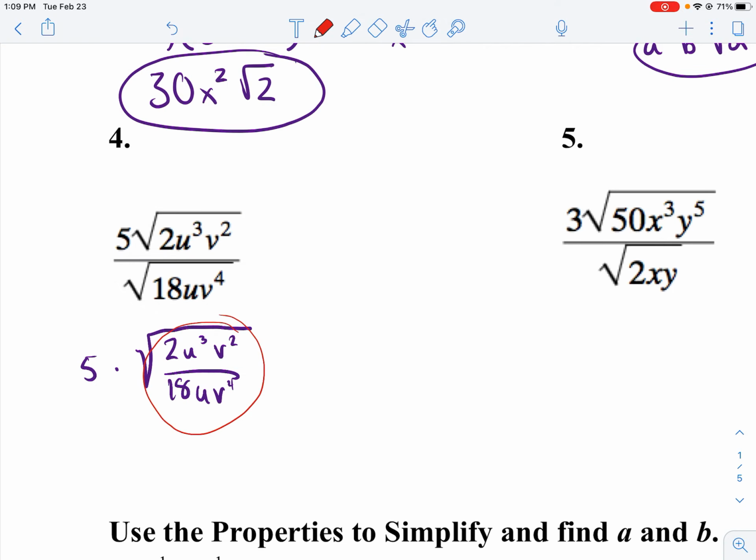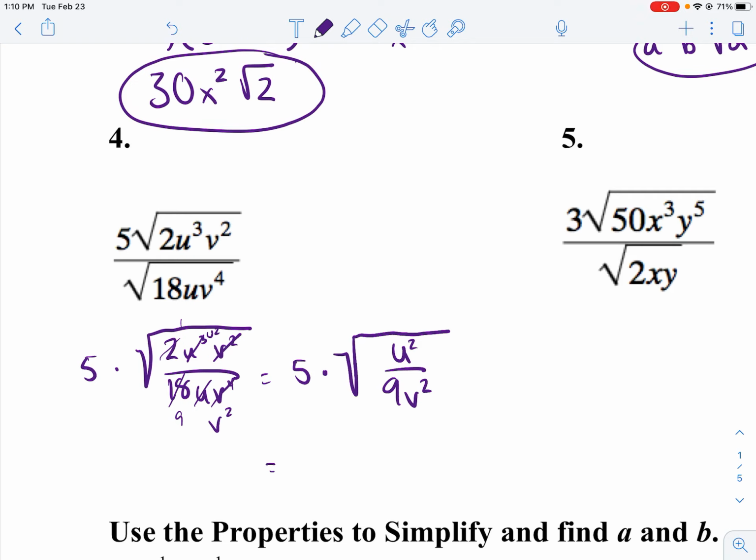Now we're ready to take the square root of each of these. The square root of u squared is just u, and the square root of 9v squared gives me 3v. I multiplied the 5 with the u, because don't forget, we have to make sure that guy gets included. Once you take the square root of all that, you have to multiply the 5 with whatever you have left.